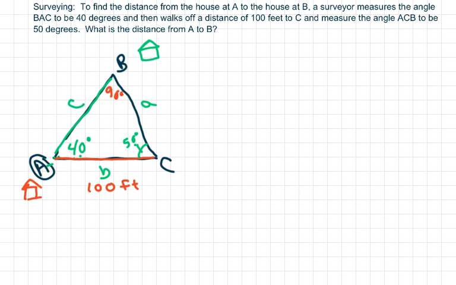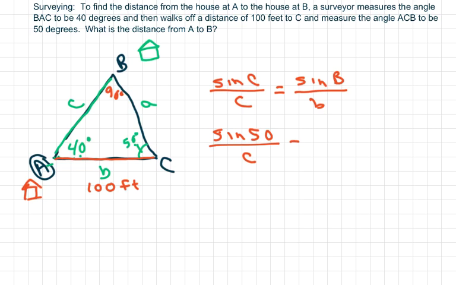So I'm going to use sine of 50. Basically I'm using sine of C over little c equals sine of big B over little b. That's basically what I'm using. So sine of 50 over C, which is what we're looking for, equals sine of 90. The sine of 90 is 1. So sine of 90 over 100.